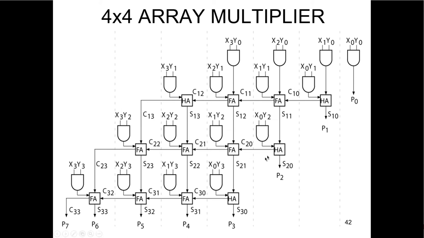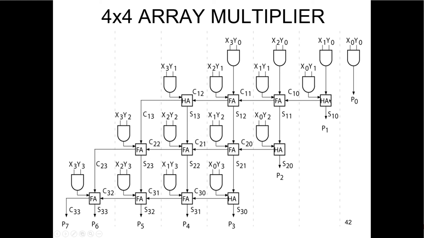What about this one? Well, this has one AND gate for this bit, an AND gate for this bit. So basically, we have to go through one AND gate and then one half adder. But what's the worst case? Well, P7 is going to be the worst case digit. And to get there, we start, say, with X1, Y0. We go through an AND gate, a half adder, a full adder, a full adder, a half adder, a full adder, a full adder.